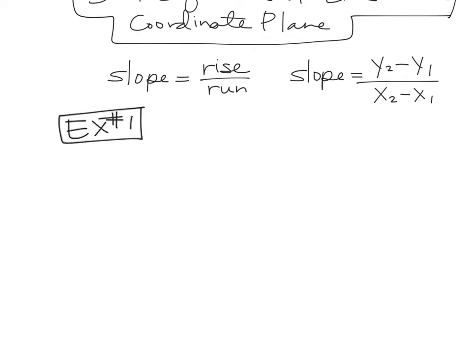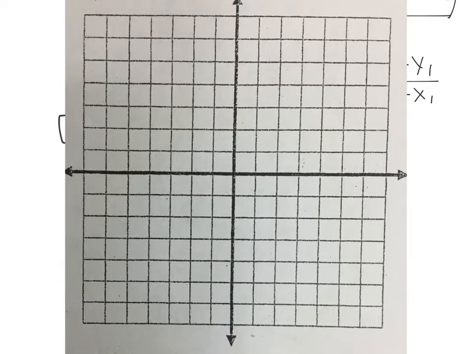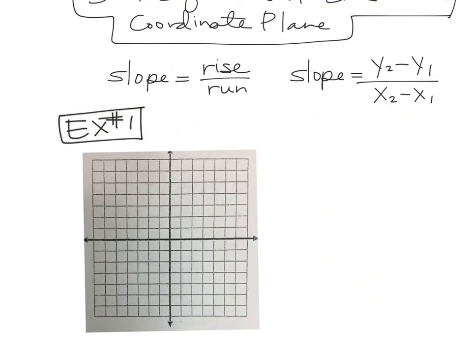So let's say, I need to get a picture. Okay, so we have this graph, and we're going to draw a line in it. So let's say I give you the point -1, 2. And I give you the point 4, -2.